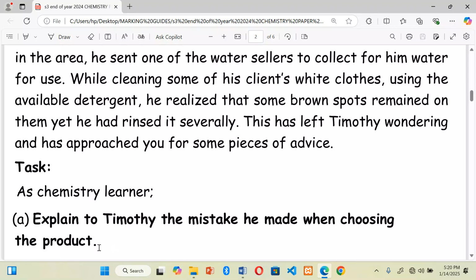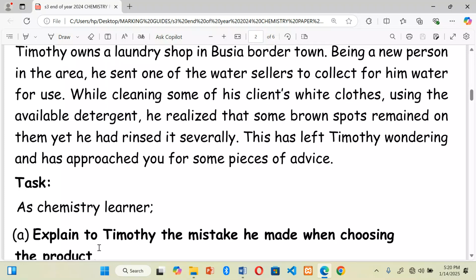So we analyze the scenario. What is the problem? The problem is that when he collected the water and was cleaning clients' clothes, the clothes had some brown spots. The brown spots remained, and yet he had rinsed them several times. So he's wondering what is happening. He has rinsed, but the spots have remained. So what is the problem? The question is, explain to Timothy the mistake he made when choosing the product.